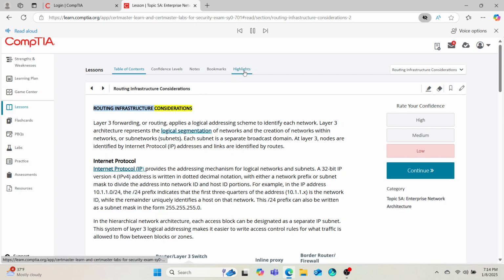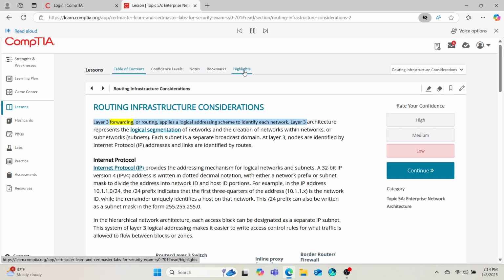Routing infrastructure considerations. Layer 3 forwarding, or routing, applies a logical addressing scheme to identify each network. Layer 3 architecture represents the logical segmentation of networks and the creation of networks within networks, or subnetworks, subnets. Each subnet is a separate broadcast domain. At Layer 3, nodes are identified by Internet Protocol, IP, addresses and links are identified by routes.